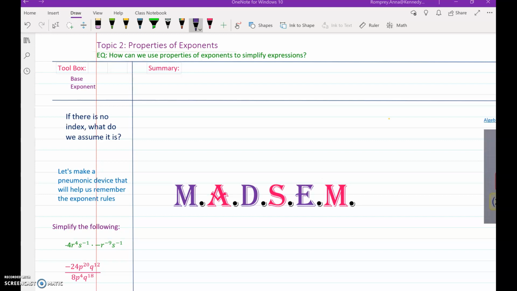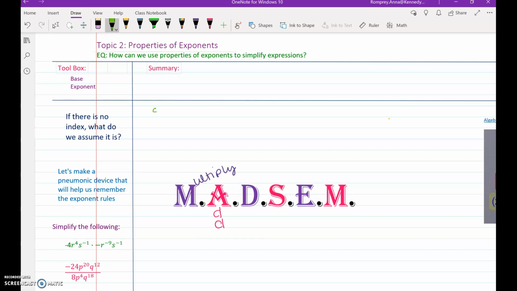M and A. So what that's telling us is that when we multiply, we add the exponents. I wonder why. In my mind, that makes sense because when we're multiplying, things are growing, but let's kind of see it in action. Should we start with variables or with numbers? Maybe with numbers.